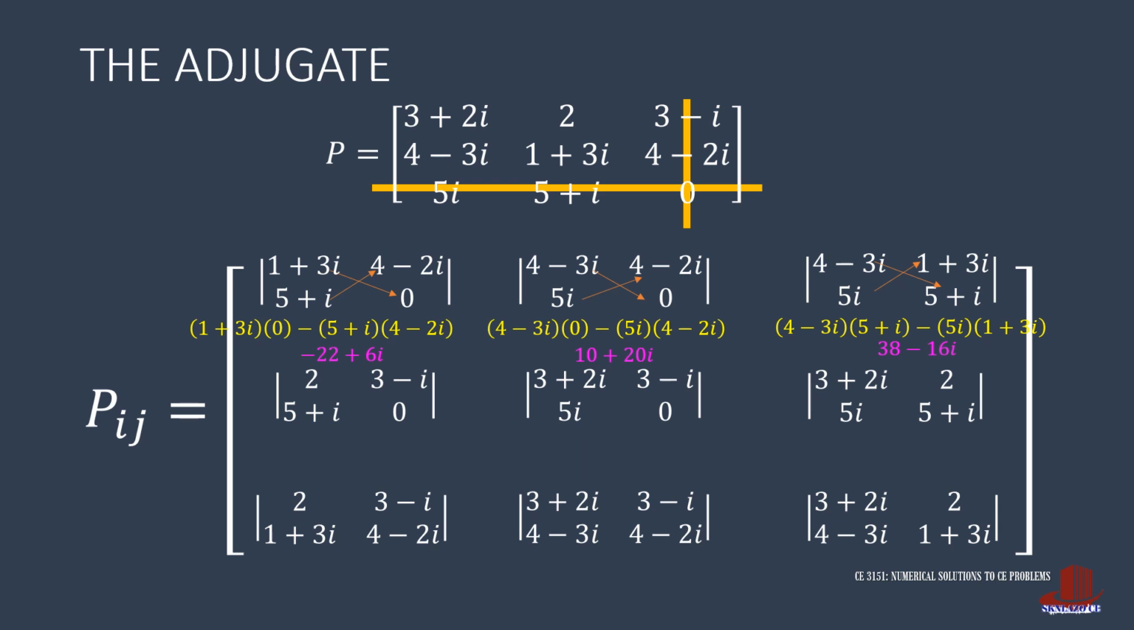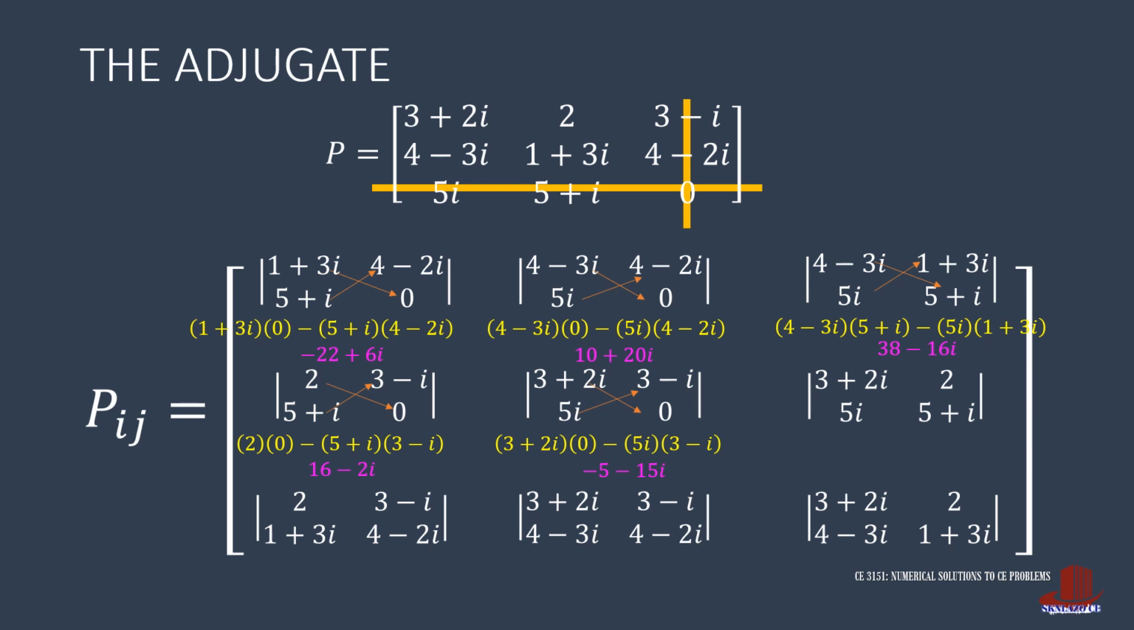For the row below, start with the first determinant from 2 times 0 minus the product of the binomials 5 plus i and 3 minus i. This is simplified as 16 minus 2i. The determinant of element 2 is solved from the difference of 3 plus 2i times 0 and 5i times 3 minus i. The result is negative 5 minus 15i.